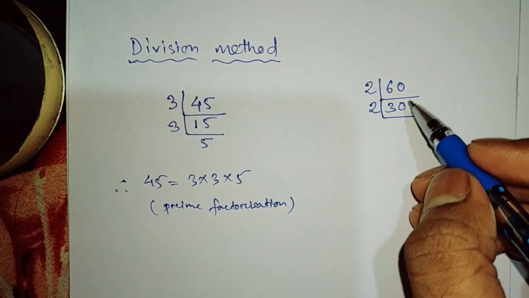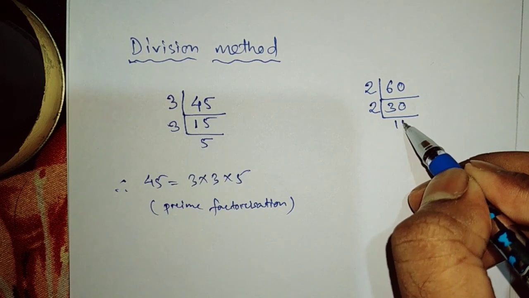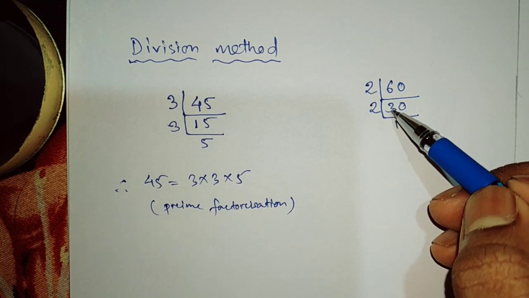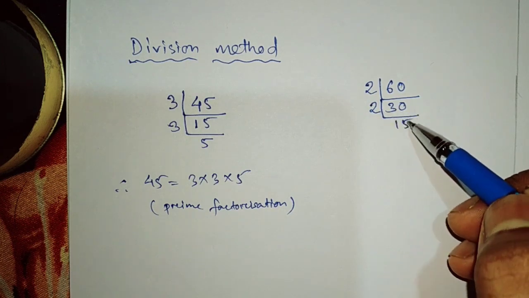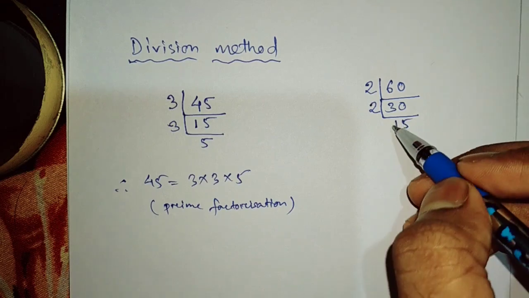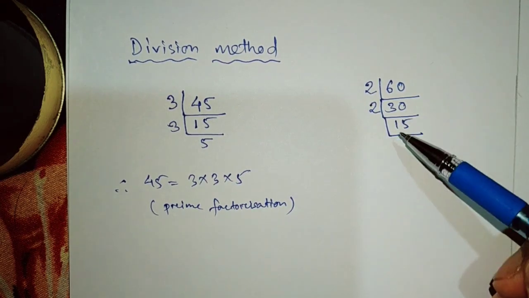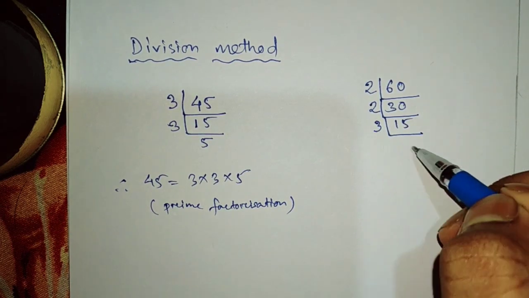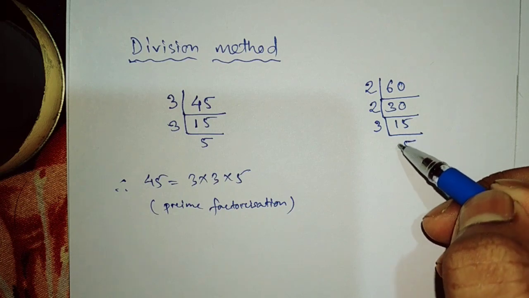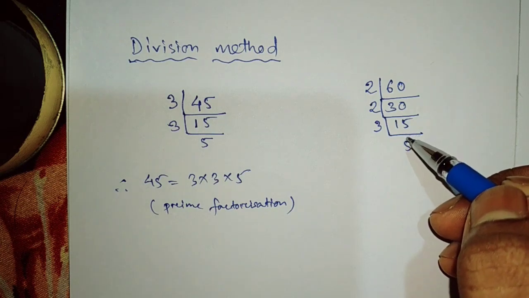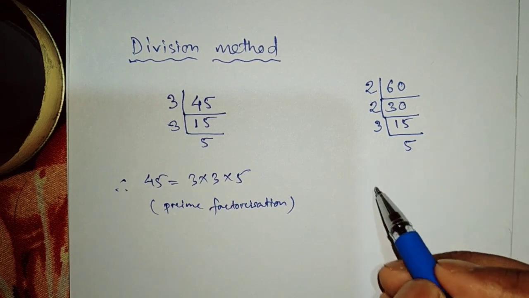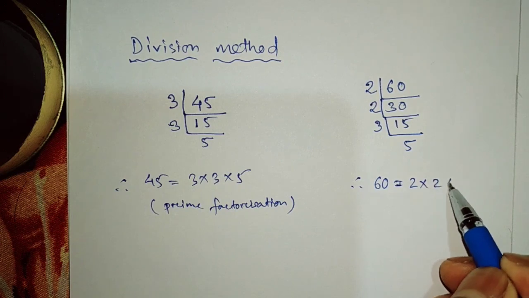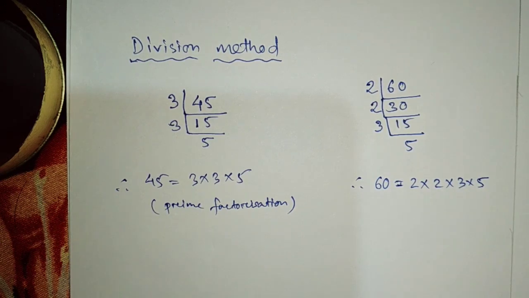So divide by 2. 2 15s are 30. You can do it in this way also. 2 1s are 2. So 3 minus 2 is 1. So it's 10. 2 5s are 10. So it becomes 15. Now is 15 divisible by 2? No. 15 is divisible by 3. So 3 into 5, 15. And we get a prime number here. So we stop. Therefore we write 60 is equal to 2 into 2 into 3 into 5.